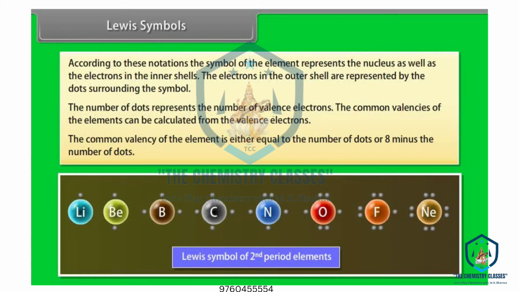dots. For example, the common valencies of lithium, beryllium, boron and carbon are 1, 2, 3 and 4 respectively, while those of nitrogen, oxygen, fluorine and neon are 8 minus number of dots, that is 3, 2, 1 and 0 respectively.